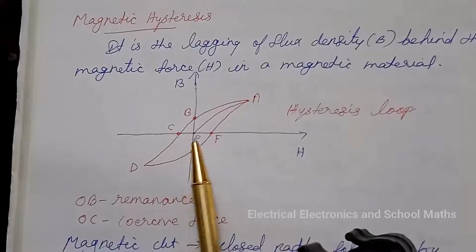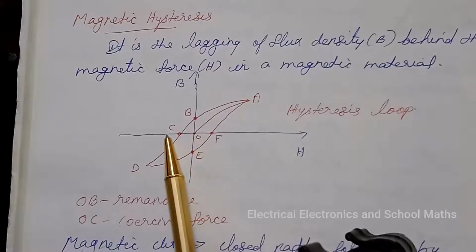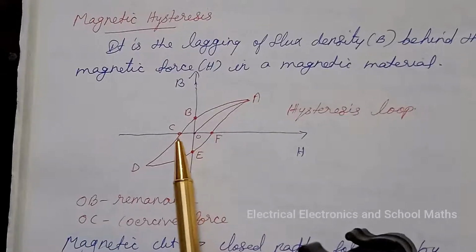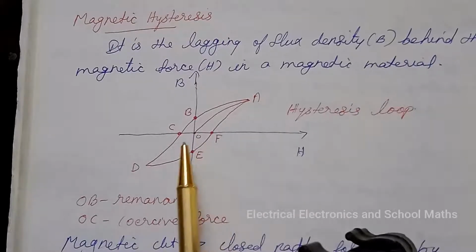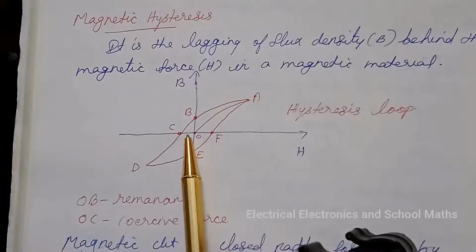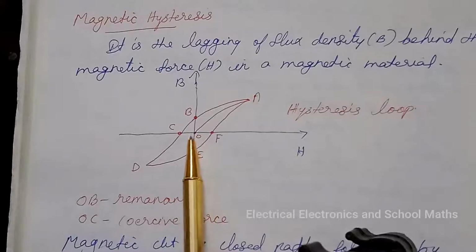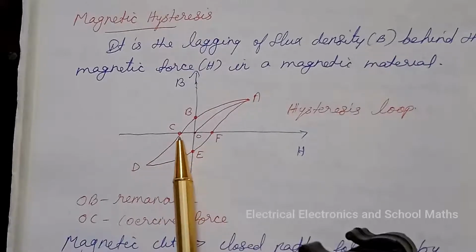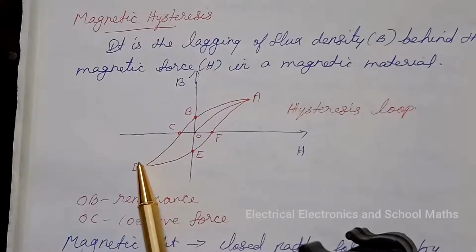Now, in order to demagnetize the iron, the value of H is reversed. B reduces and becomes 0 at the point C. The value of H required to wipe off residual magnetism is known as coercive force. That is, coercive force is the value of magnetizing force, here represented by OC. Further increase of H in the negative direction, the curve CD is obtained.